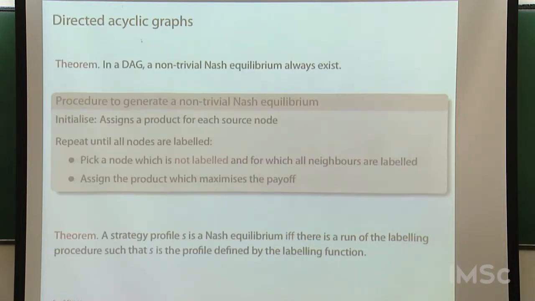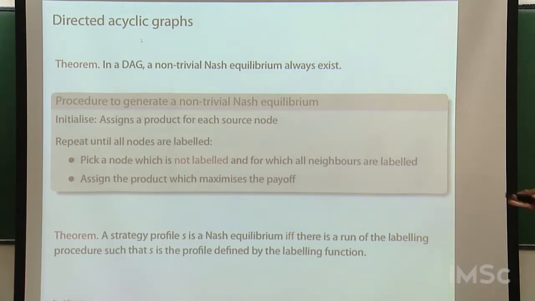Acyclic should be very easy. Of course, it has Nash equilibrium. It has what is called a non-trivial Nash equilibrium. Non-trivial is that there is at least one agent or one node which chooses a product other than T naught. So everyone choosing T naught, if it's a Nash equilibrium, it's called a trivial Nash equilibrium. There's at least one agent which actually chooses a product. Okay, and this procedure is very simple.